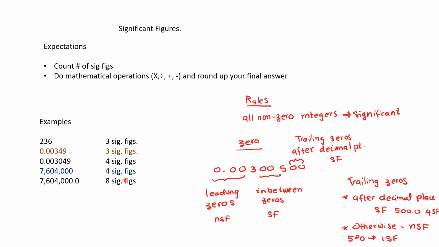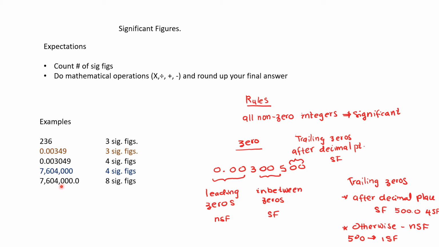So let's go to these examples. 236, those are all non-zero integers, so all three are significant. If you look at this number, you have leading zeros. 1, 2, 3 leading zeros. Those are not significant. Only these non-zero integers are significant. Three significant figures. If you look at this one, this number has a zero in between, so it is significant. 1, 2, 3, 4 significant figures.